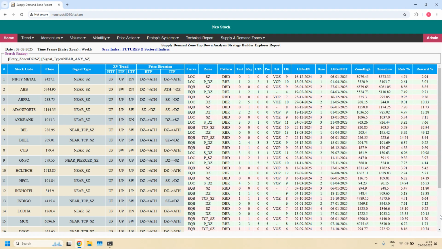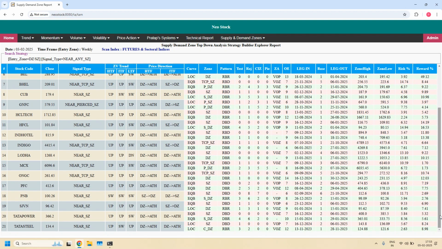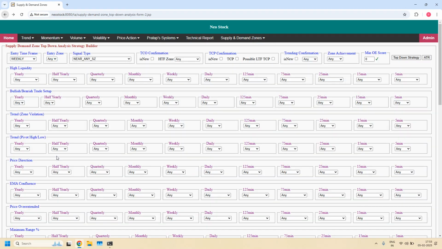So first 15 stocks in the list. Scrolling the list down. So total 21 stocks are there. Because the list is big, if you want to further filter based on the EMA confluence, we can do that. Let us filter further these stocks near weekly supply zones.